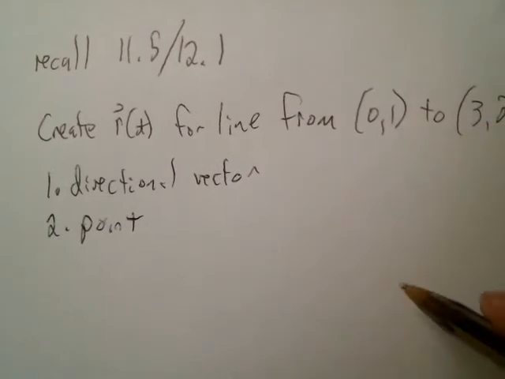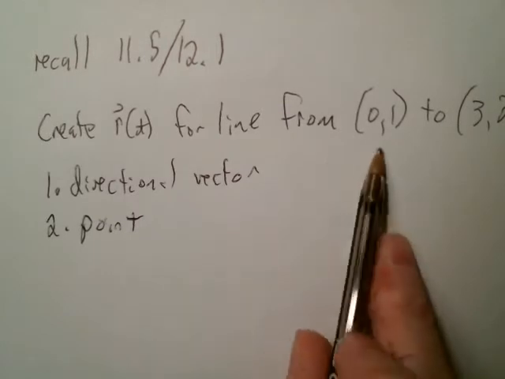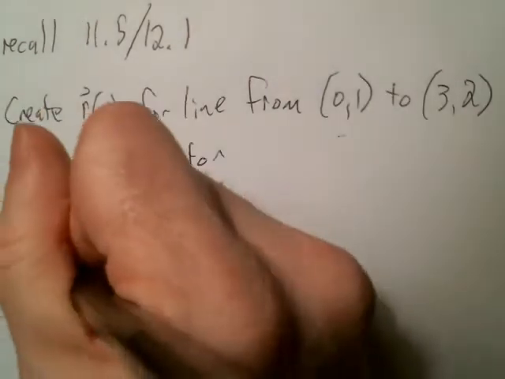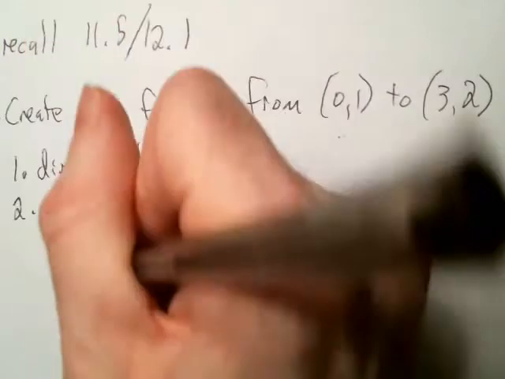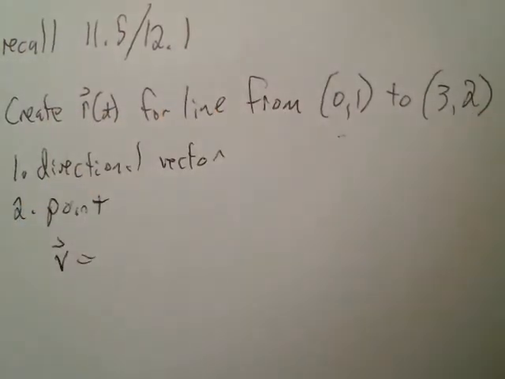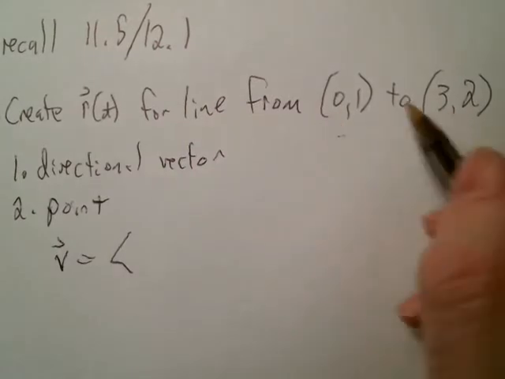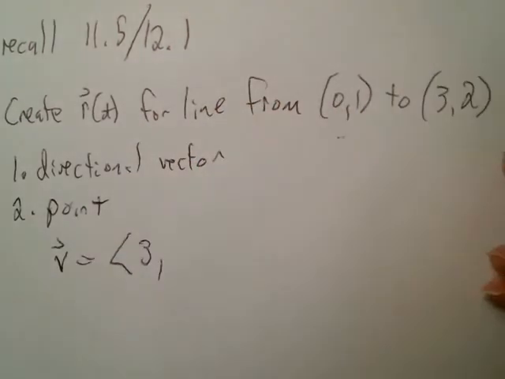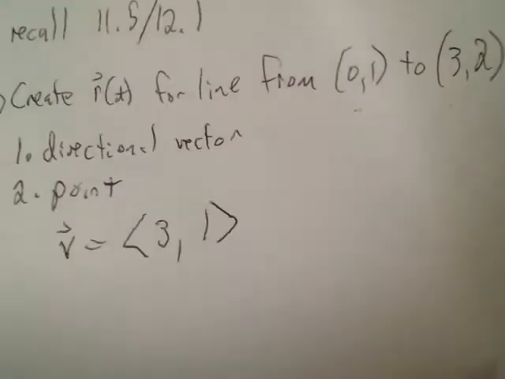So in particular, usually the vector is given, but if it's not given, you can create the directional vector just by taking the difference of these two points. So my directional vector in this example is just going to be 2 minus 1 and 3 minus 0. Let's say you do them in reverse for vectors. So 3 minus 0 is 3, and then 2 minus 1 is 1. So our directional vector is 3, 1.